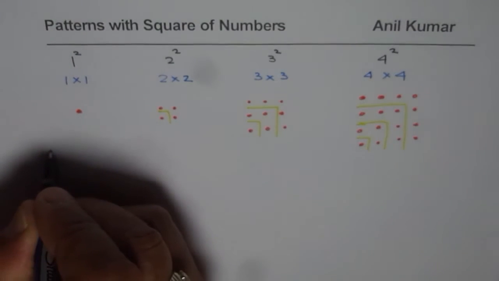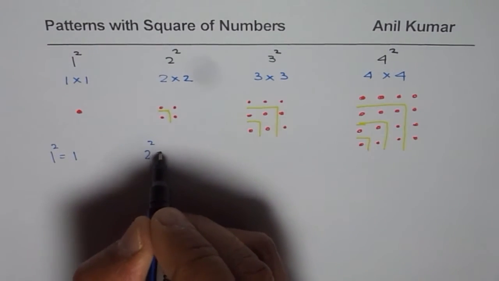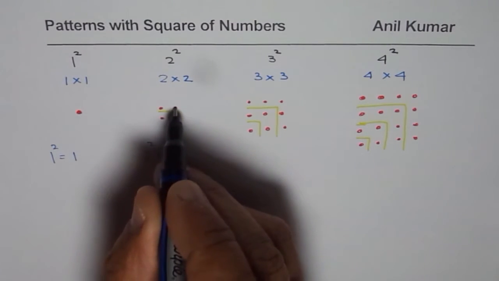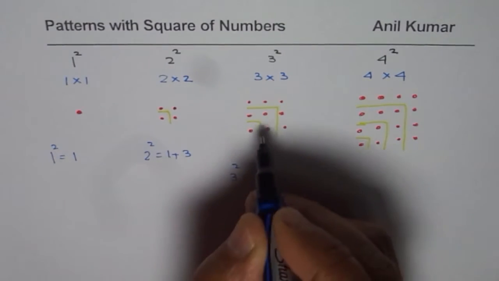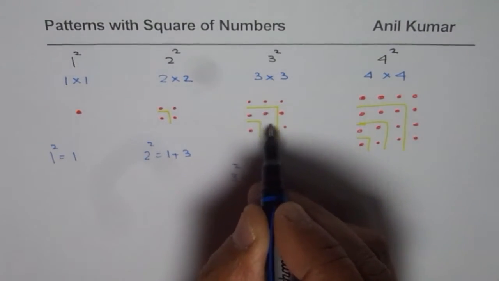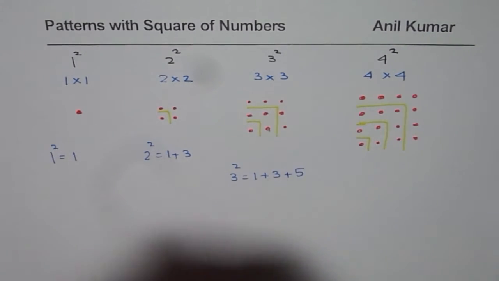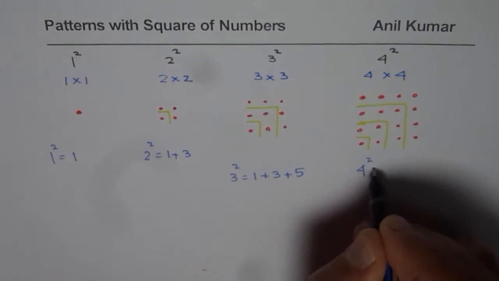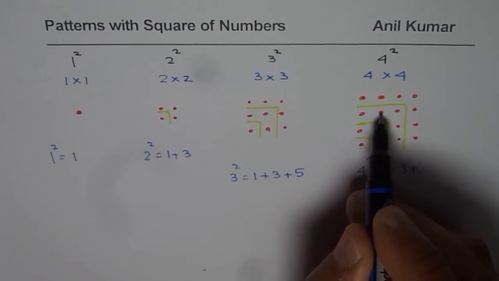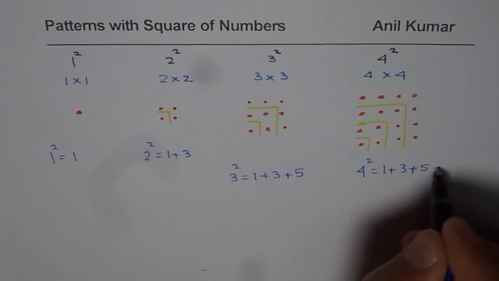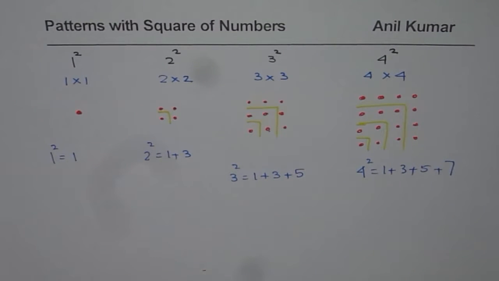So here we can say 1 square is just this number 1, and 2 square is 1 plus 1, 2, 3, right? Now in this case we have 3 square, which is 1 plus 1, 2, 3 plus 1, 2, 3, 4, 5, right? 5. And here 4 square could be written as 1 plus 1, 2, 3 plus 1, 2, 3, 4, 5, and what should be the next number? 1, 3, 5, 7. So I hope you get a pattern, right?